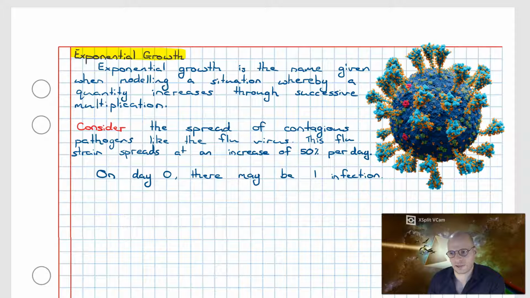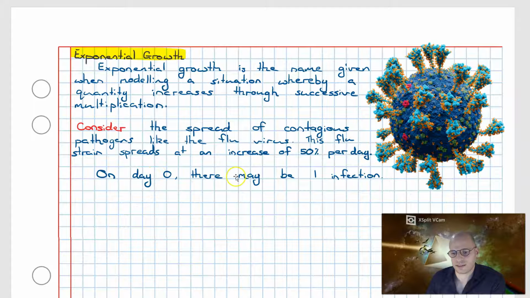Now, to get some context, we're going to look at a situation of the transmission of a pathogen known as flu virus. Now, this is a contagious virus in that for this particular strain seen over here, for every day that goes by, we're going to see an increase of 50% cases per day, or 50% infections per day.